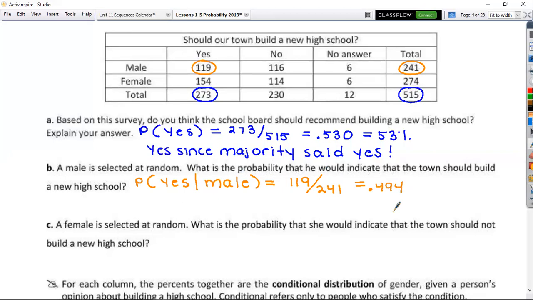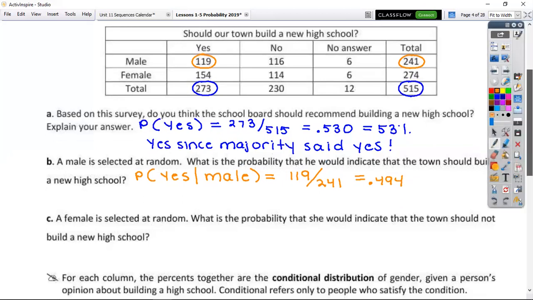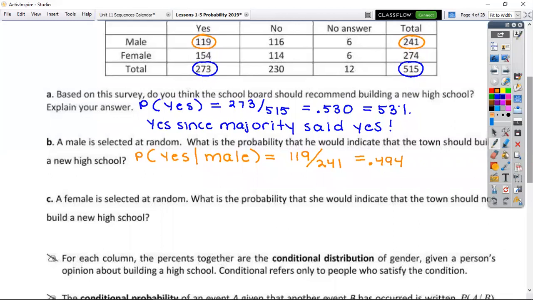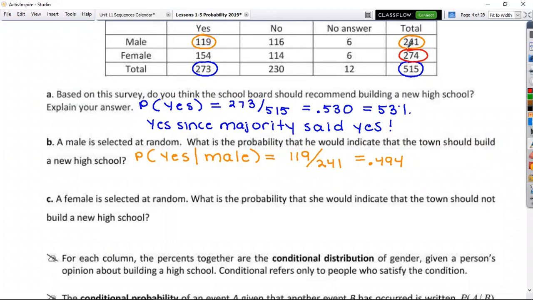Perfect. All right, next, I'm going to switch colors again. And again, this is where your highlighters come in helpful too. Next in my table, I am going to go red now. A female selected at random. Okay, how many total females are we talking? Good, 274. And what is the probability that she would indicate that the town should not build a new high school?